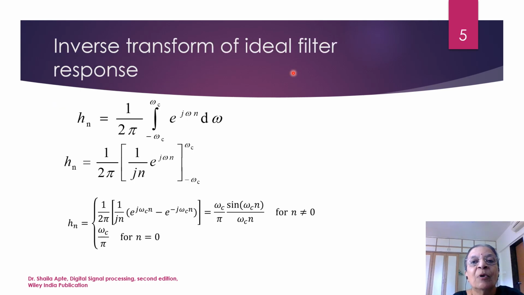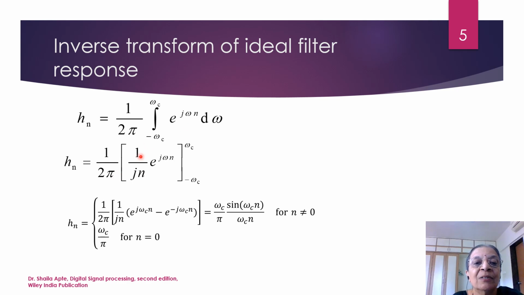Now, inverse transform of the ideal filter response. See, h(n) is given as the integral between minus omega c to plus omega c of H(omega) e raised to j omega n d omega, times 1 upon 2 pi. So we are taking the inverse transform. That is why this 1 upon 2 pi appears. So h(n) is 1 upon 2 pi.